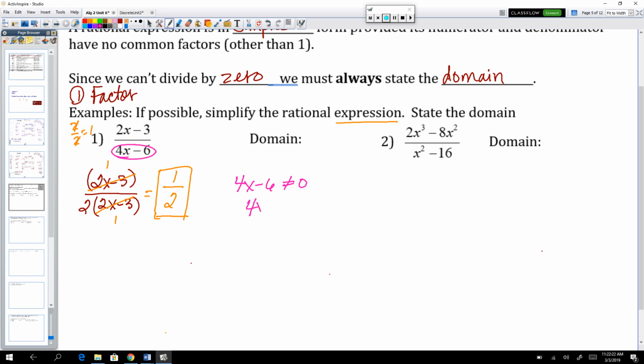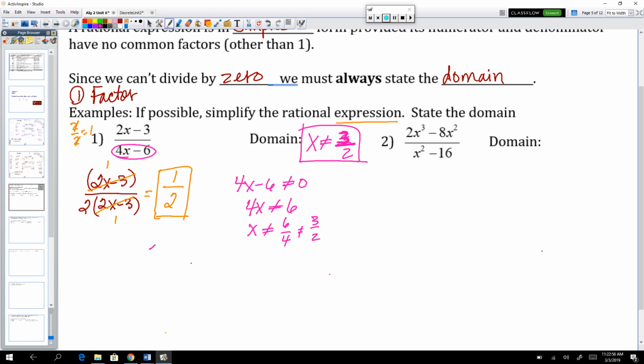Or 4x is not allowed to be 6. I added 6 to both sides. Or x is not allowed to be 6 over 4, which is the same thing as 3 halves. So the domain is x is not allowed to be 3 halves. That's a 3, sorry. x can be anything else in the whole wide world except 3 halves. If x was 3 halves, this expression would be dividing by 0, and that's a no-no.